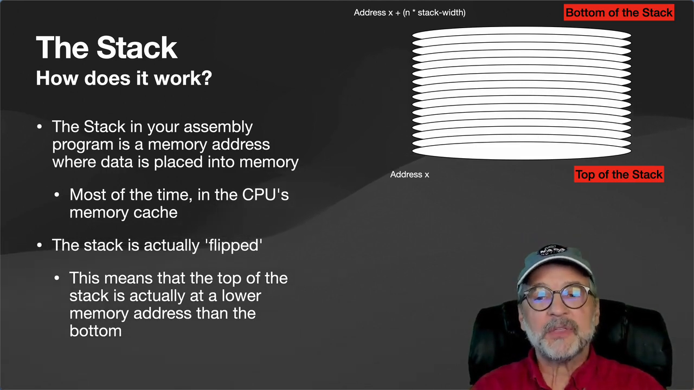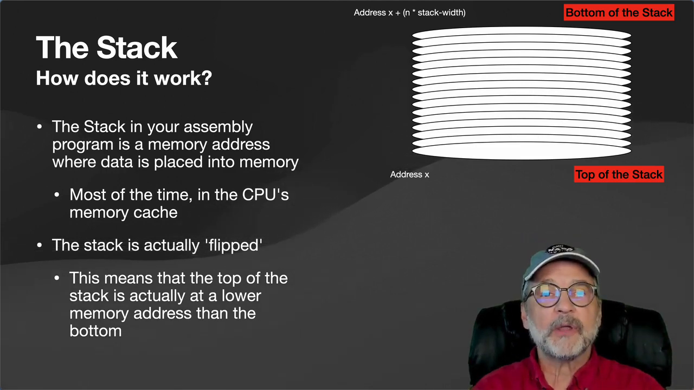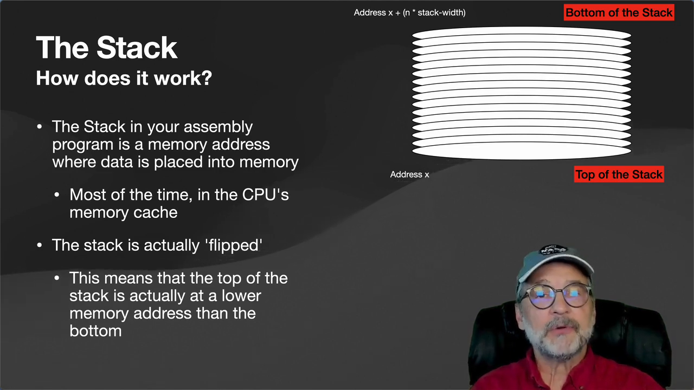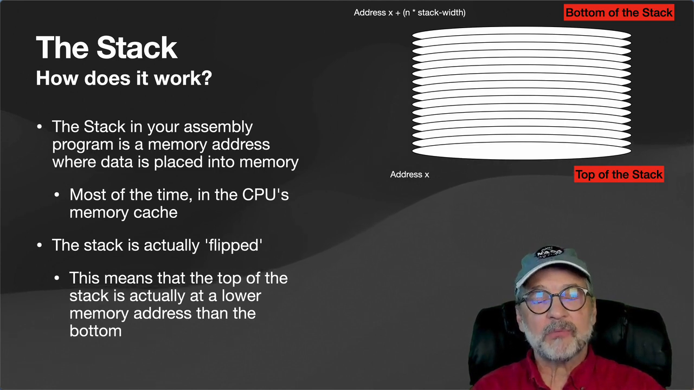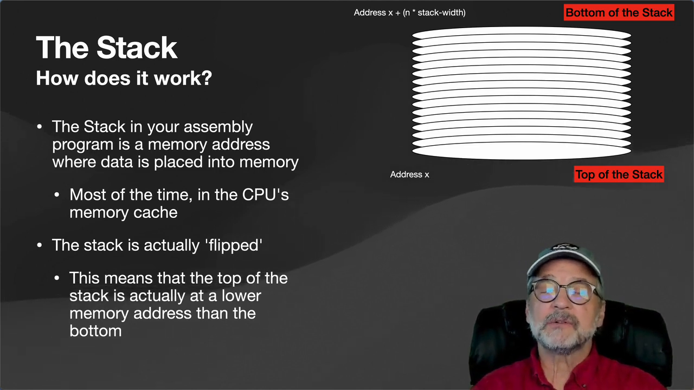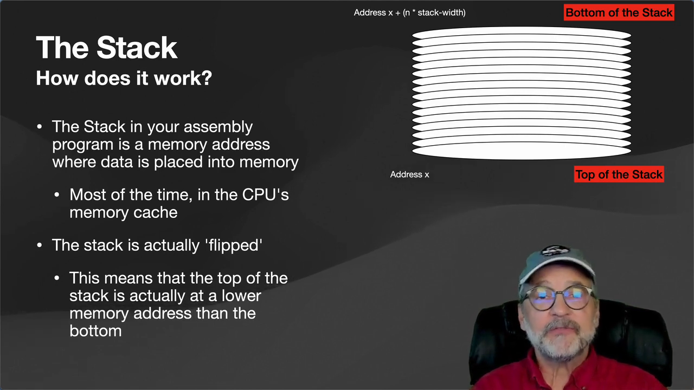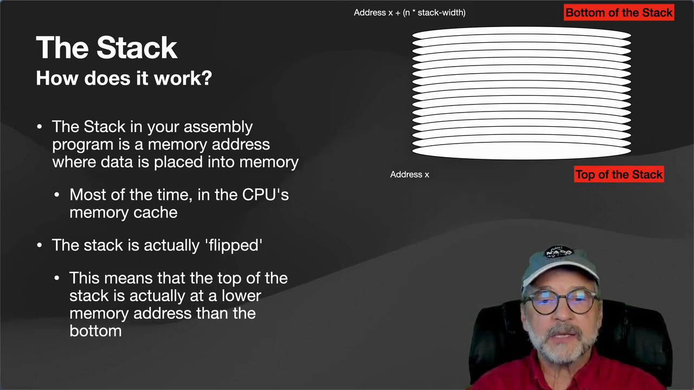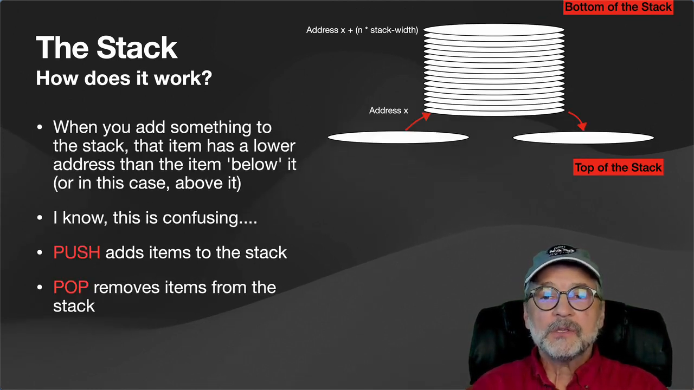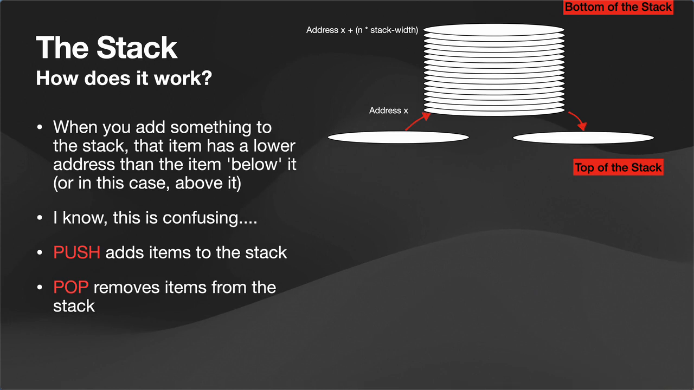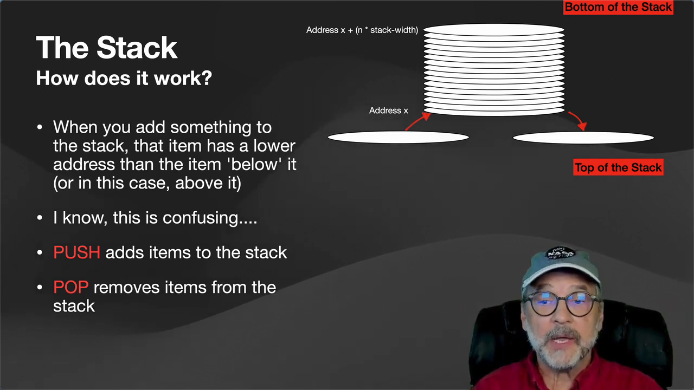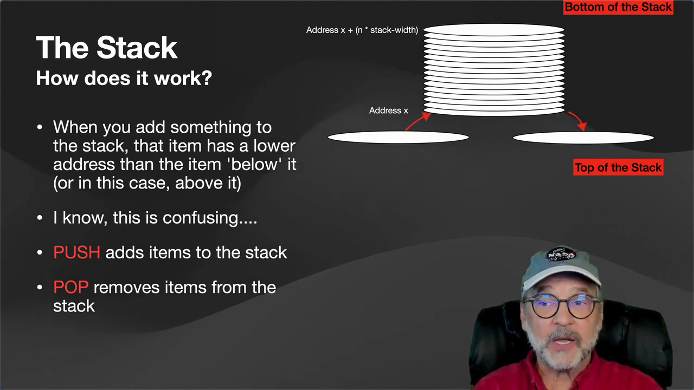So the stack width is the number of bits across. For a 32-bit program, the stack will be 32 bits wide. For a 64-bit program, the stack will be 64 bits wide. Now, for ARM processors, that's actually doubled. And that has to do with the way that functions are called and arguments are passed to functions in an ARM processor. So when you add something to the stack, that item has a lower address than the item, quote unquote, below it, or in this case, in this graphic, above it.